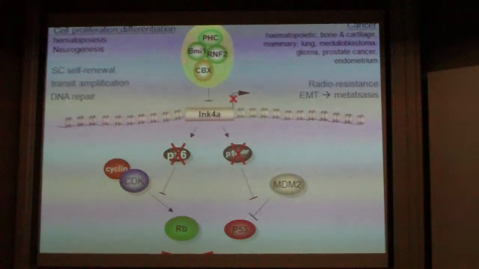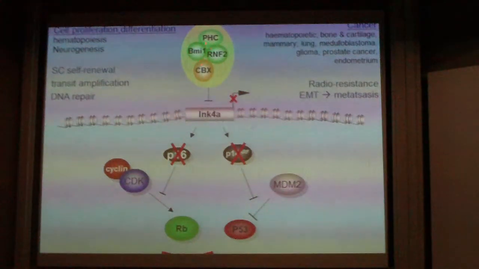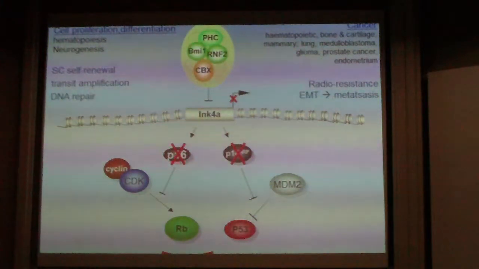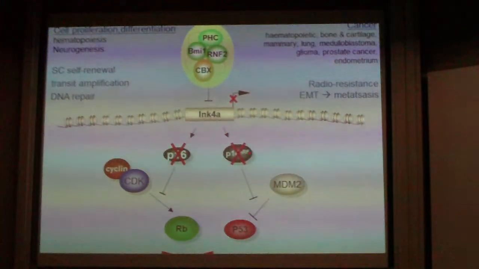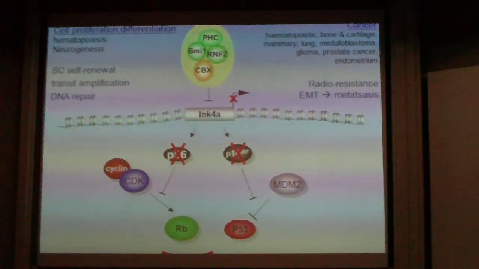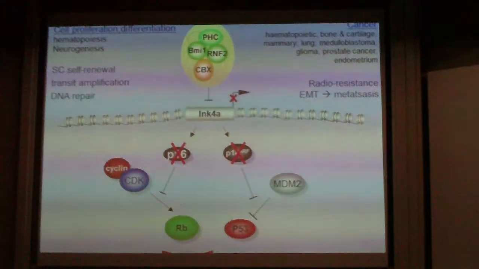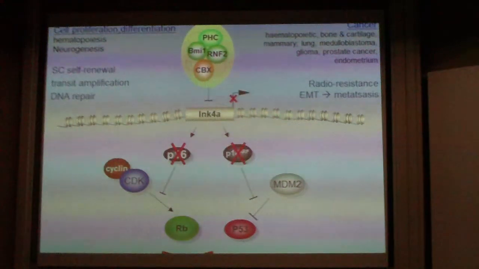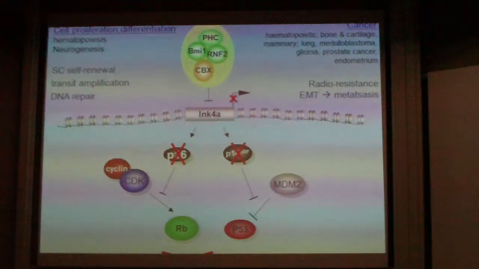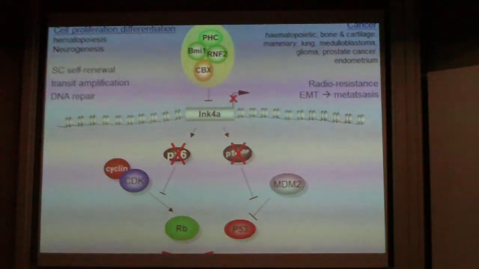But the trick here is that if you overexpress BMI and you repress expression of P16, the cell cycle inhibitor, or P14, another cell cycle inhibitor, you don't need mutations. BMI can cause cancer, can predispose for cancer, by just being overexpressed. Okay?